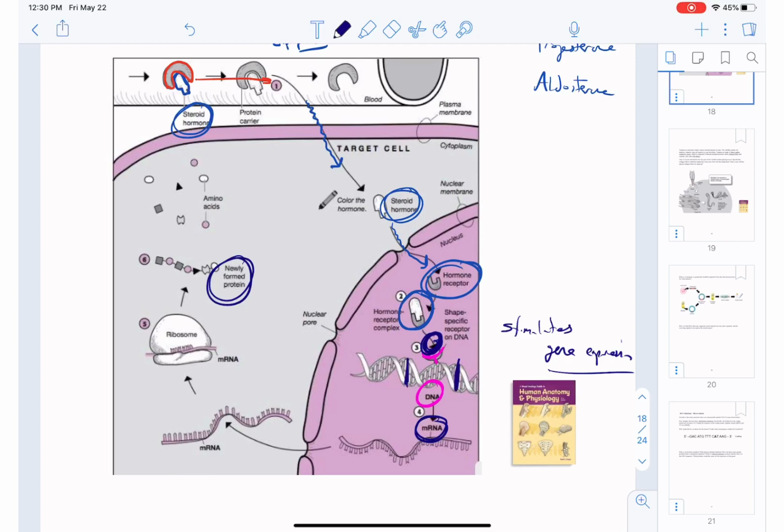When the hormone binds to the receptor, it stimulates transcription and translation of a specific gene that's located on the DNA. And that's how these steroid hormones work. They cause different effects on cells by causing gene expression within that cell.